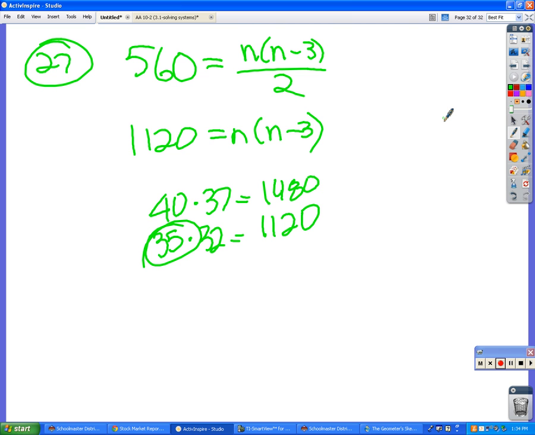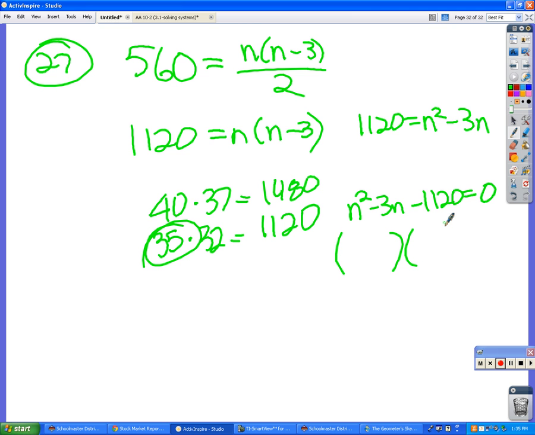What would be the algebra? The algebra way to do this would be to distribute the n. So that gives you n squared minus 3n, because you have to multiply both of them by n, right? Then since it's a quadratic, I'm going to get everything on the one side. So I'm going to rewrite this as n squared minus 3n minus 1120 equals 0. Okay? And then I'm going to factor this.